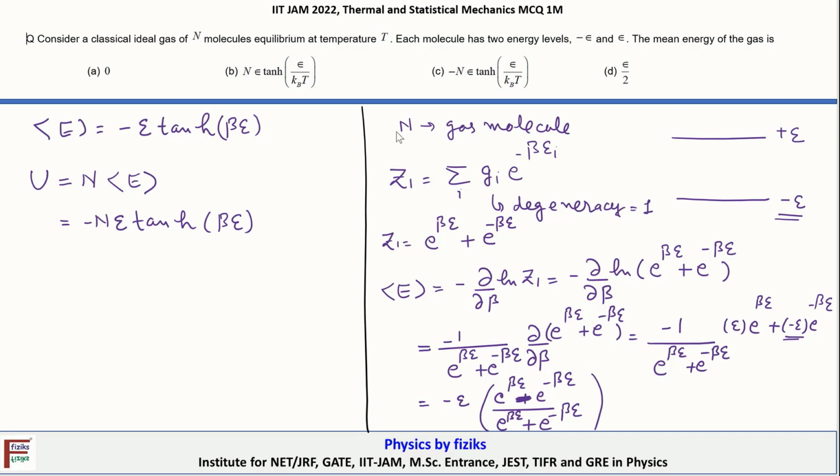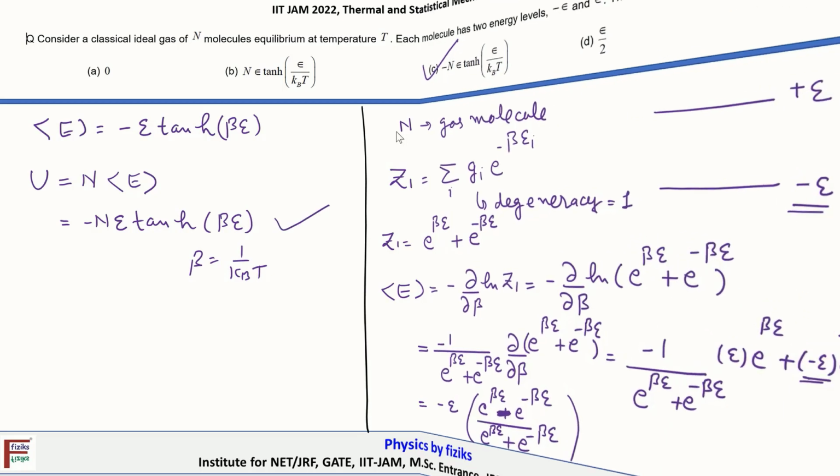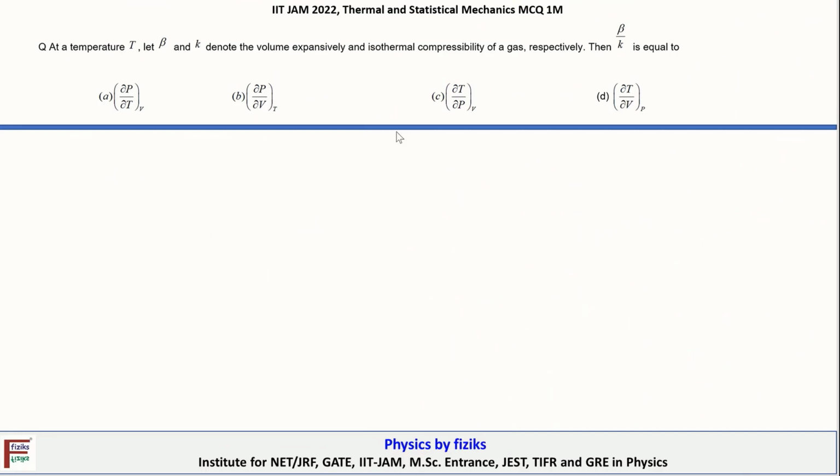So here the correct option is therefore C, because here beta is equal to 1 by kBT. Okay, let's continue with the next question.